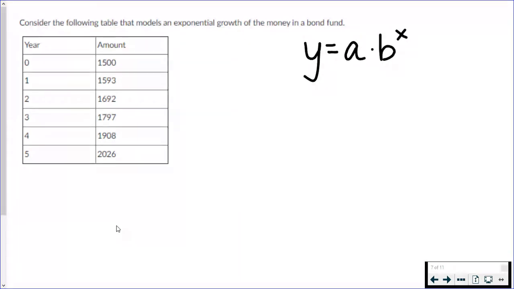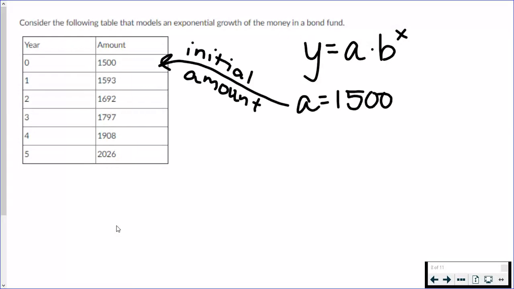This is the form of the exponential function that I'm going to be writing. A is always your initial amount. So in this case, year 0 is giving me the initial amount that I started with. B is the rate that it is increasing. However, it's not just plugging in that rate. It's either going to be 1 plus or 1 minus that rate. So I'll show you that in a second.